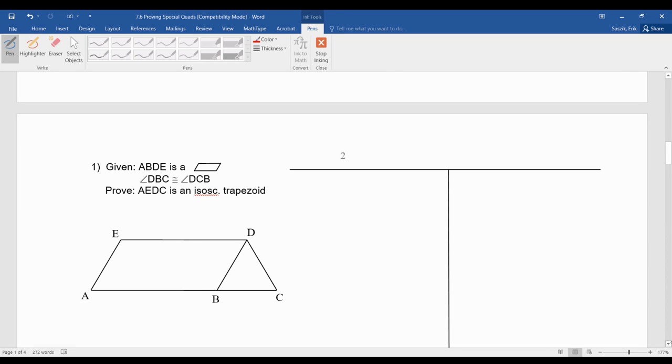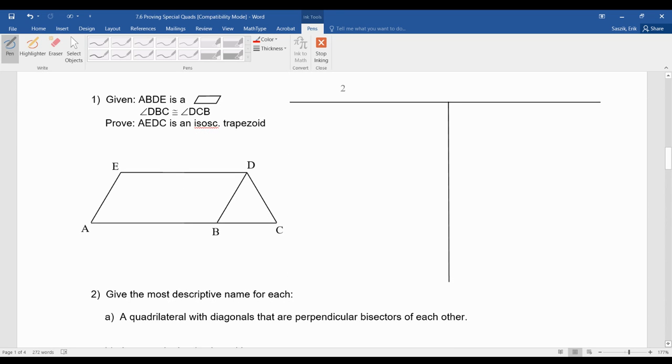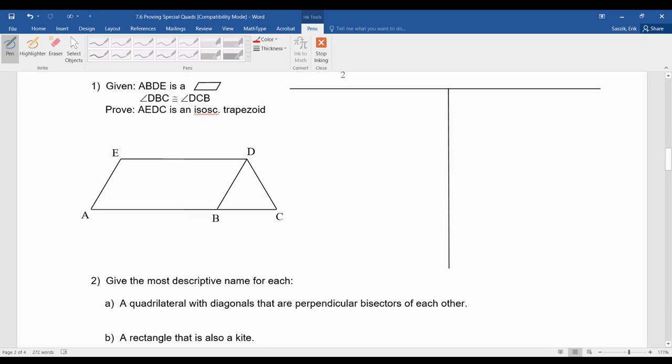Okay, so here's a proof we can do. We're given a parallelogram. Remember, that's a lot of information. I'm going to write down my given stuff, angle DBC and angle DCB. And I know that BD has to be congruent to DC based on if angles, then sides.